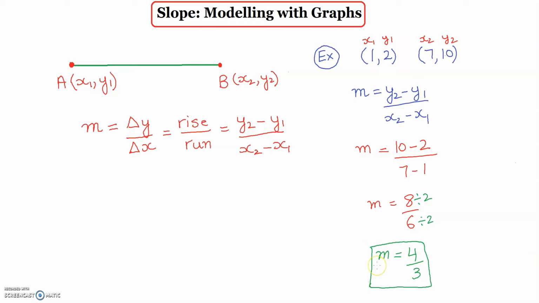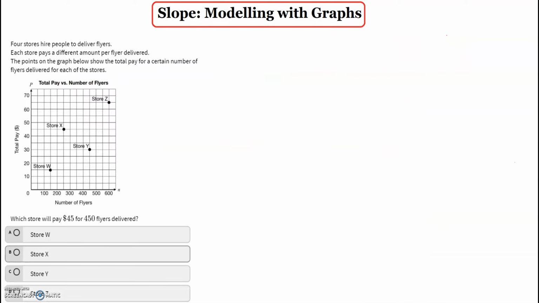Now I will be showing you some MPT sample questions. So the question is, 4 stores hire people to deliver flyers. Each store pays a different amount per flyer delivered. The points on the graph below show the total pay for a certain number of flyers delivered for each of the stores. Which store will pay $45 for 450 flyers delivered?